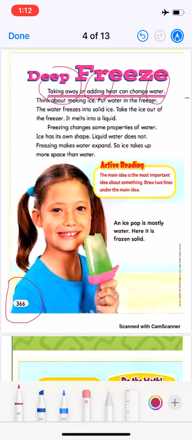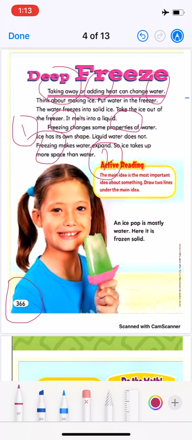Now, when the water changes into ice, of course, the properties of the matter will change. Freezing changes some properties of water. Ice has its own shape. It's the opposite of the water, of the liquid. The liquid doesn't have its own shape, while the ice has. This is the first point. Liquid doesn't have that specific or fixed shape. Freezing also, what will it do? Make water expand, and that is the second change of the properties. So ice takes up more space than water.